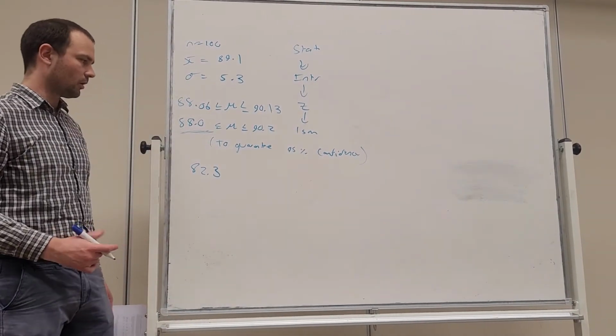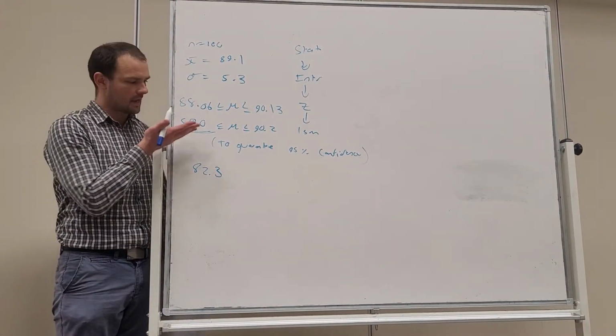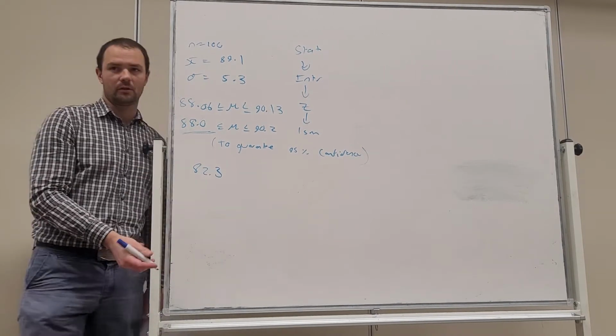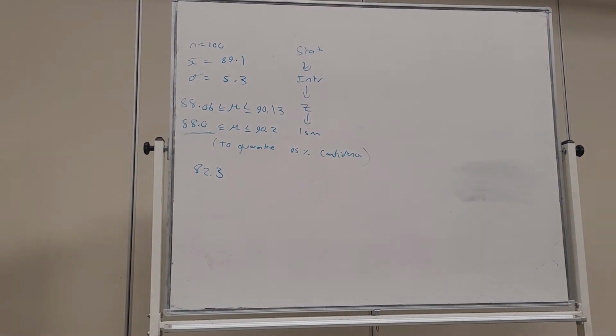So another way you could word that is the lowest the possible mean could be is 88 grams. In the past, this was 82.3 grams using the old method.